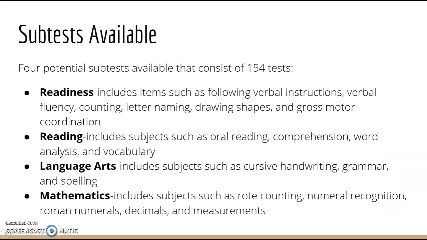There are 4 subtests available within this assessment. These subtests consist of 154 different questions. The 4 subtests include readiness, reading, language arts, and mathematics. The readiness subtest includes but is not limited to following verbal instructions, verbal fluency, counting, letter naming, drawing shapes, and gross motor coordination. The reading subtest includes but is not limited to oral reading, comprehension, word analysis, and vocabulary.